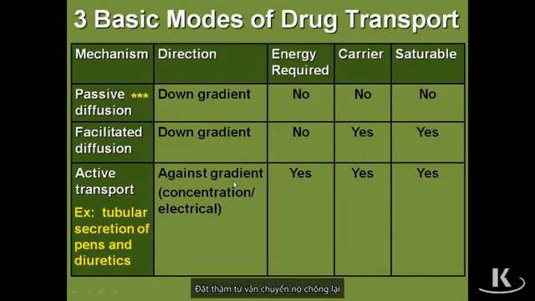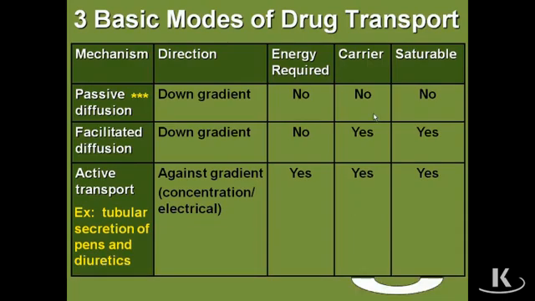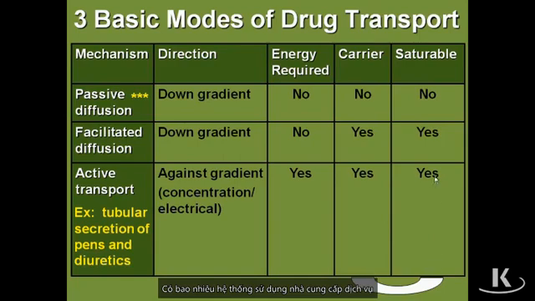Since it's active transport, it's against the concentration gradient. It does require energy. It does utilize a carrier, and that system is definitely saturable. I'm going to do a little tie-in here, which shows you that any system which utilizes a carrier is saturable. Systems that utilize a carrier can be saturated, so facilitated diffusion and active transport.